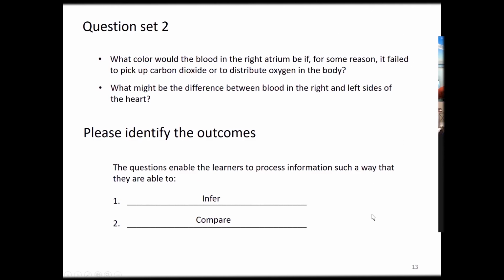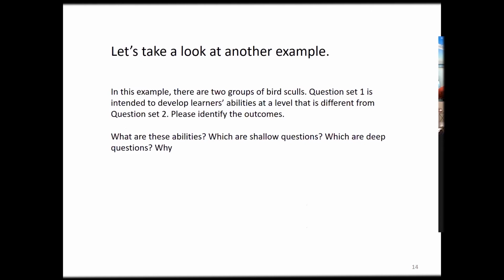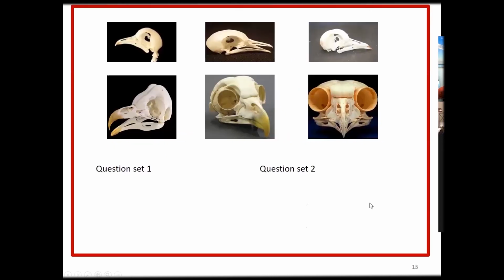Now we've been exposed a little bit, with the example about what is the difference between deep and shallow. Let's look at another example, okay? I want you to take a look. There are 6 pictures. They're all bird skulls, right? First, tell me any difference between the 2 sets. The top are the 3 and the lower are the 3. Can you tell me any difference? What could relate to their behavior?